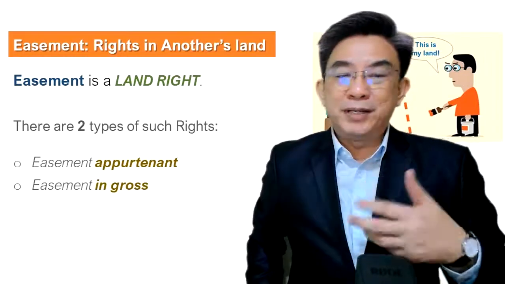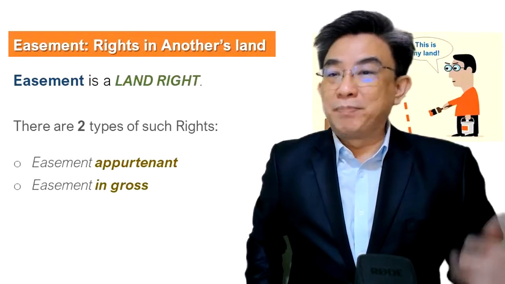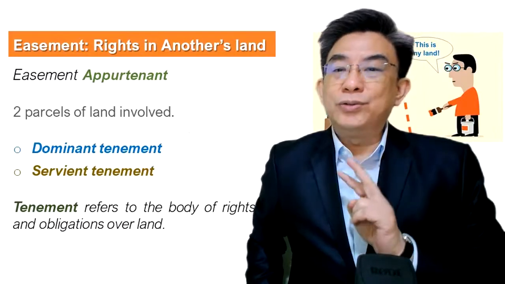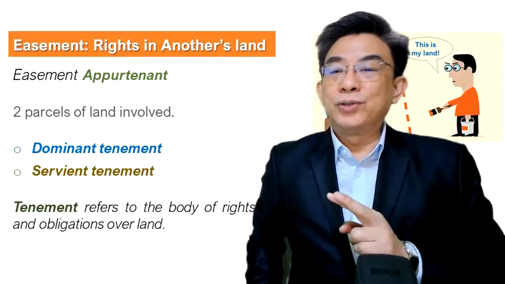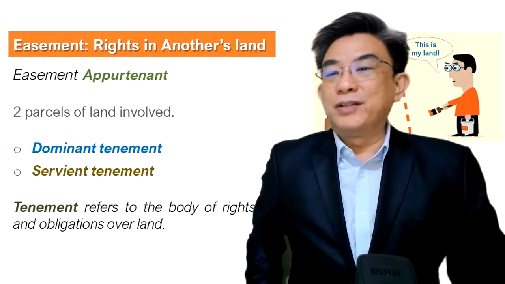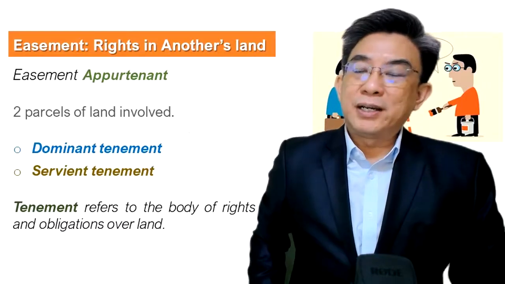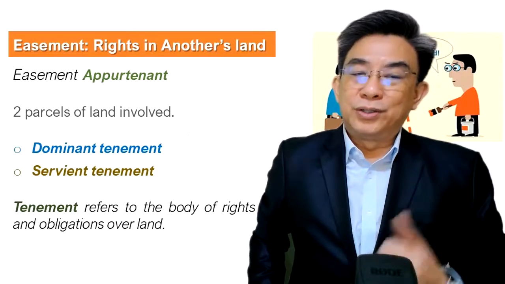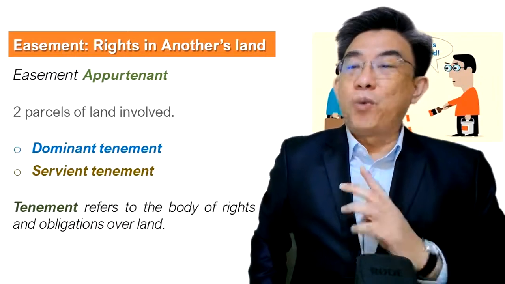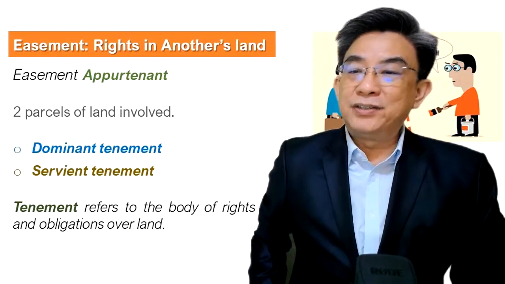We will have a very short discussion on that. Easement appurtenant, being easements on another person's land, is a bigger topic. In easement appurtenant, there are two parcels of land involved, only two, not more than that. Therefore, there will be one that enjoys the right, and another that has to subject themselves to the right. The one is called the dominant tenant, the other is called the servient tenant. Then what is tenant? Tenant refers to the body of rights and obligations over land.